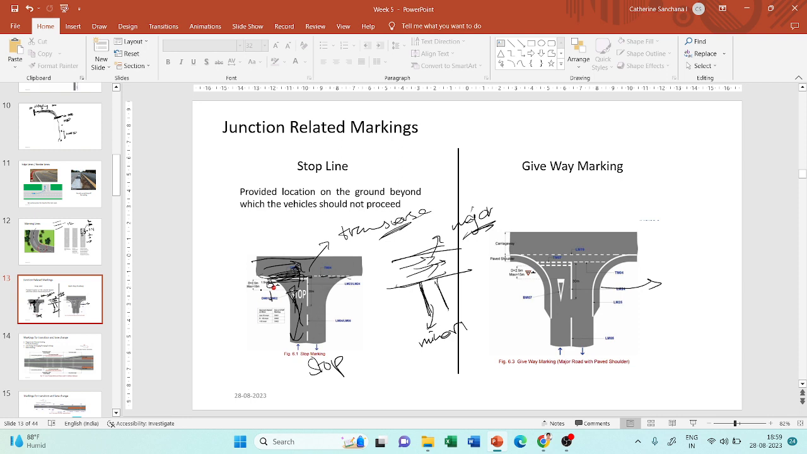It can be a single line or double line, and I'm not going to discuss its width and all. It will depend on whether it is an urban road or a rural road. If you're providing single lines, you need not provide a stop message. But if it is a double line, you have to provide a stop message written behind the stop line.